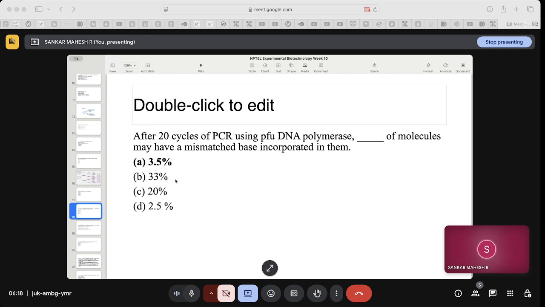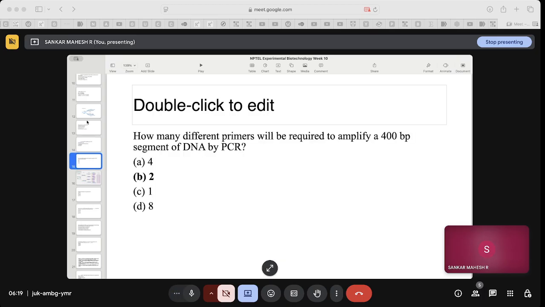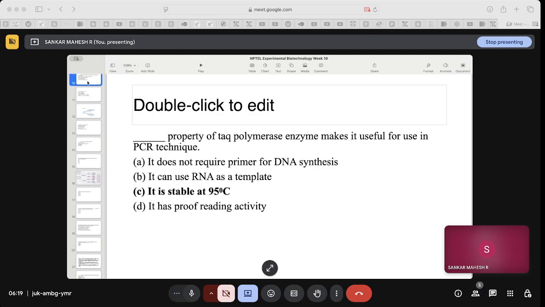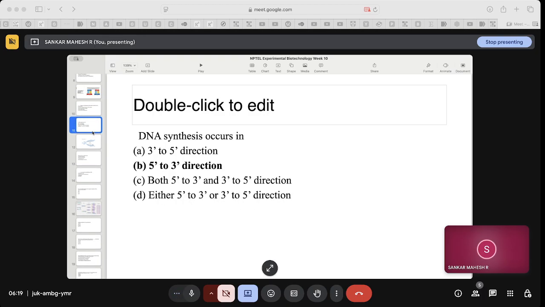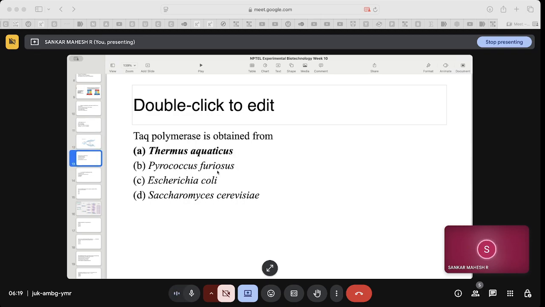The 3.5% or 2.5% depends on the polymerase that you use, so you can refer to specific manuals. But from what I am aware of, this Pfu is also very high fidelity. This is what people sell as Fusion. This is from this organism called Pyrococcus furiosus, which we just came across a couple of slides ago. Pyrococcus furiosus.